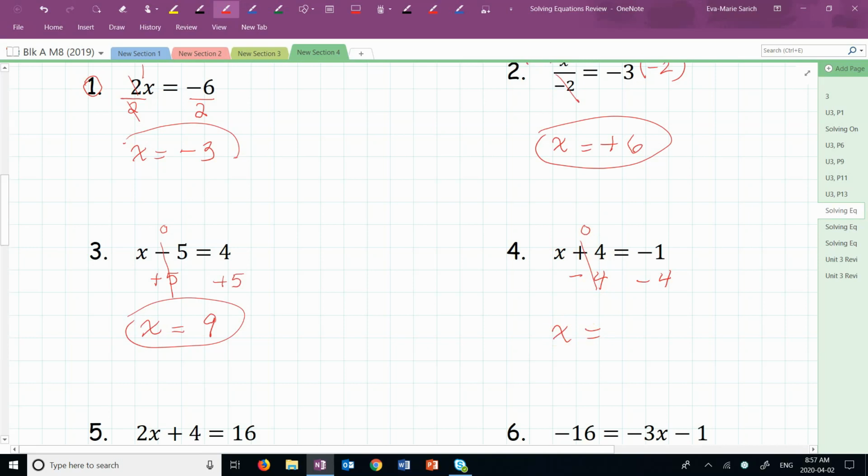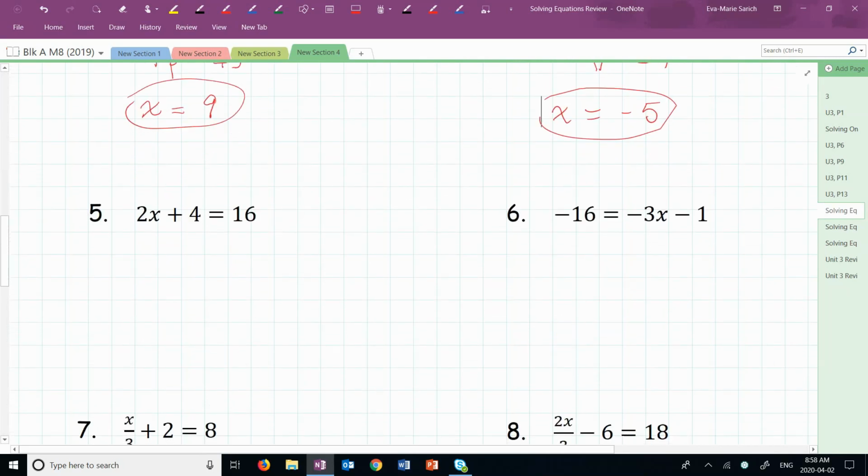And now on the other side, remember when we're adding integers together, we need to think temperature. So a negative is cold, added to another negative, which is cold, means it's going to get colder. So this is going to give us -5. Solved.